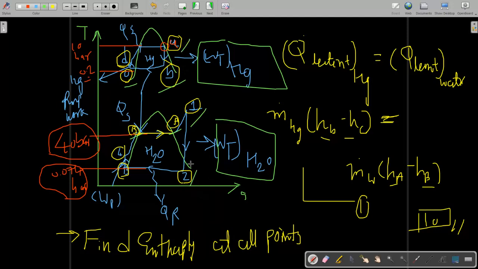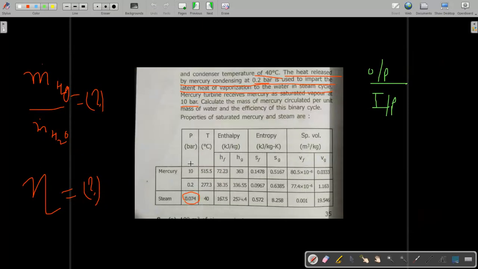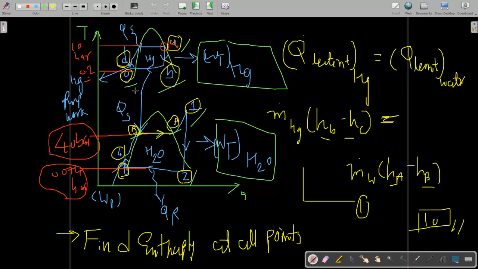Now pump work is also required, because the question specifically says to neglect the pump work, and this question is worth 35 marks. So it is important to find the pump work, and for that purpose the specific volume is given to us. For finding the pump work, we will require the enthalpy at points C and D. This is the reason I am telling you to find the enthalpy at all the points.